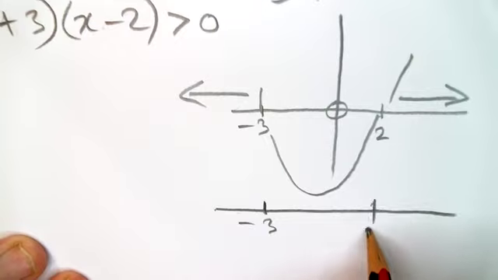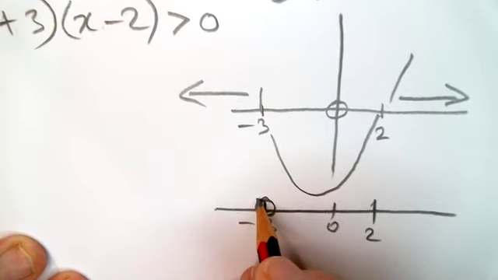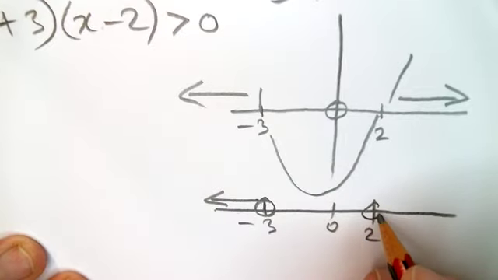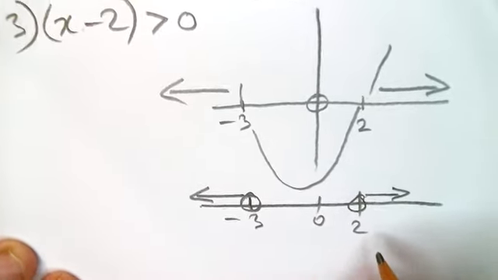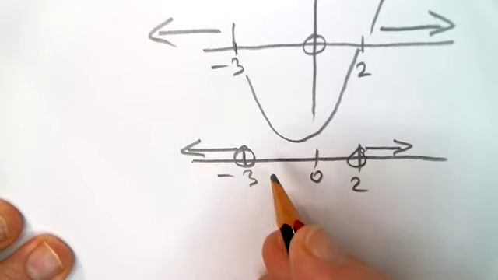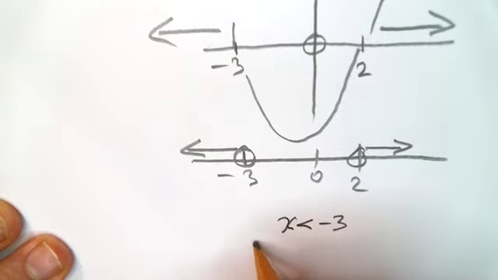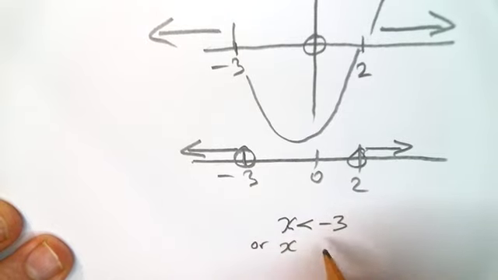-3 and a 2 and a 0. And we would say, can't be that point, but it's going to be everything below. Can't be that point, but it's going to be everything above. So therefore, we would write this as an inequality as x is going to be less than -3, or x is going to be greater than 2.